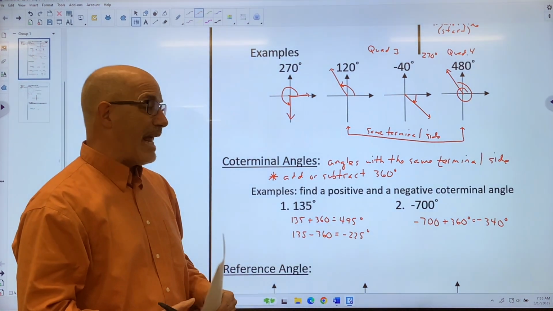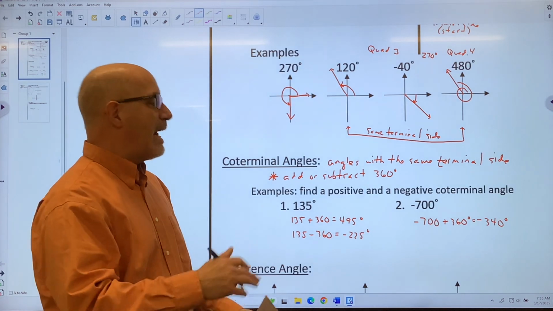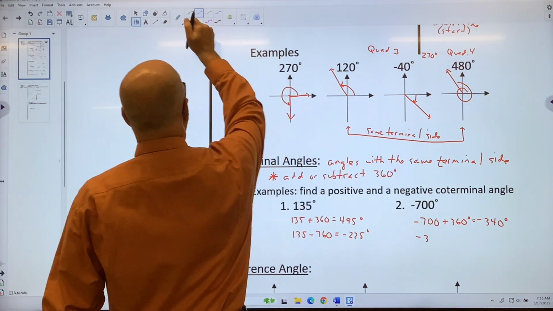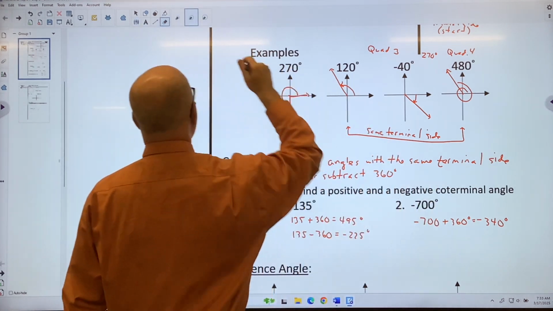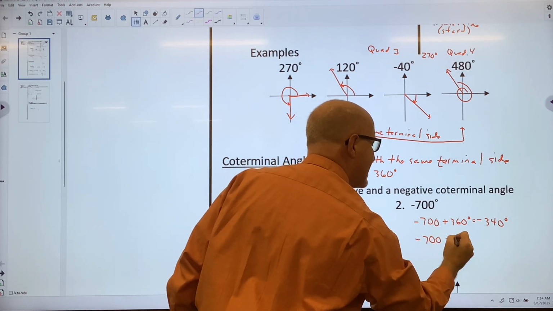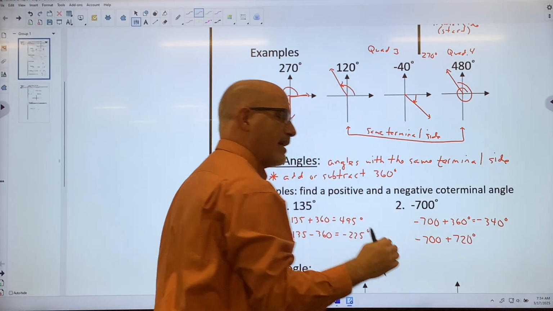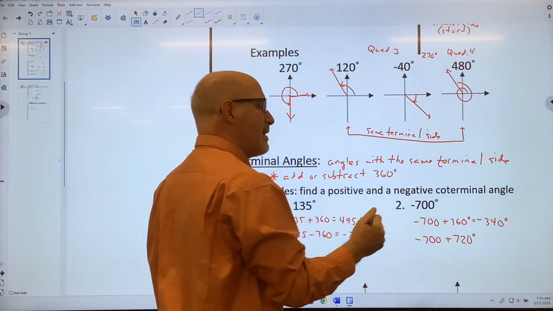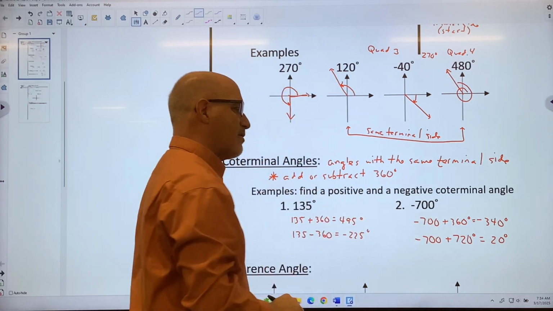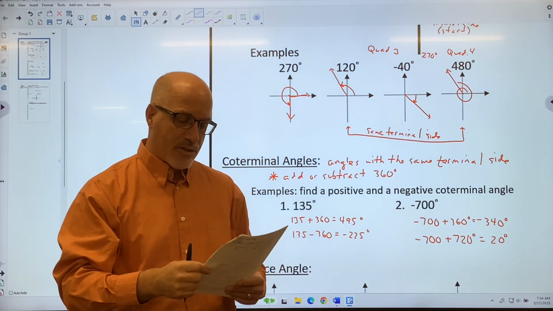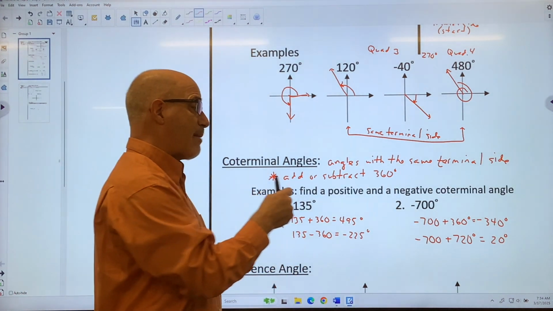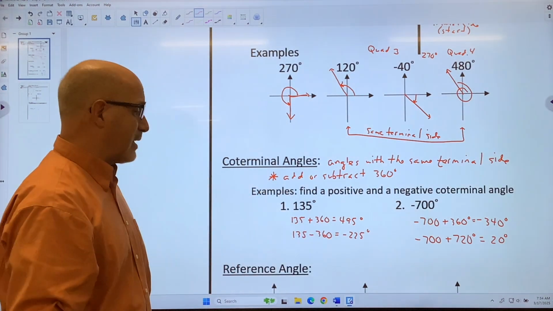So it's more than one rotation past the initial side, and so we could add 360 to get to negative 340, and now we can add another 360 to that. Or, because you could do multiples, I can take my original one and add 720 to it. 720 is 360 twice, and that will give me a positive 20 degrees. So there's a positive one. If you add another 360, you'll get another one. So there's an infinite number of them, but we want to make sure that we capture one positive, one negative in a problem like this.